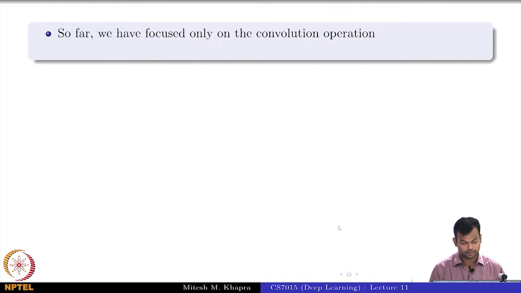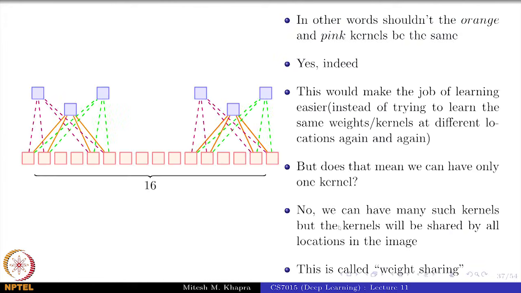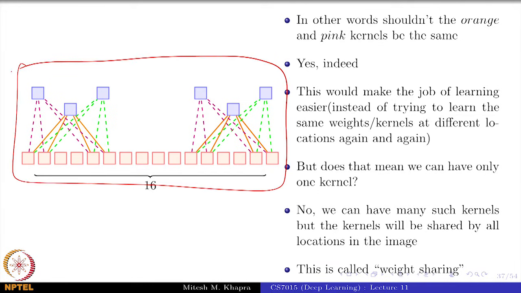Okay, so we'll start from where we left off yesterday. This is what we had seen yesterday. We saw the difference between a convolutional neural network and a feed-forward neural network, and we focused on two main properties. One is sparse connectivity, and the other is weight sharing.